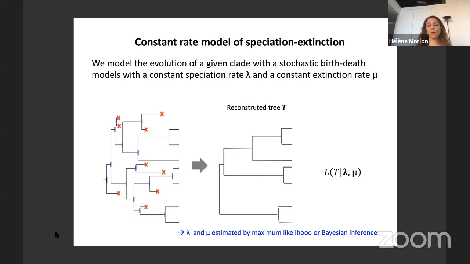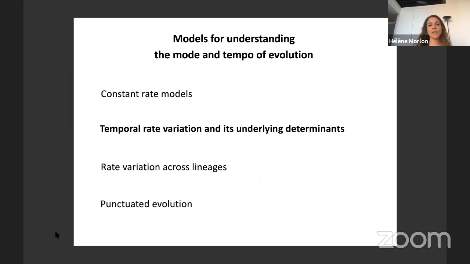Those are the easiest constant-rate models that we use to model molecular evolution, phenotypic evolution, and diversification. And then there are extensions of these models that allow us to test how rates of evolution might vary as clade evolution proceeds, and what might make these rates vary.